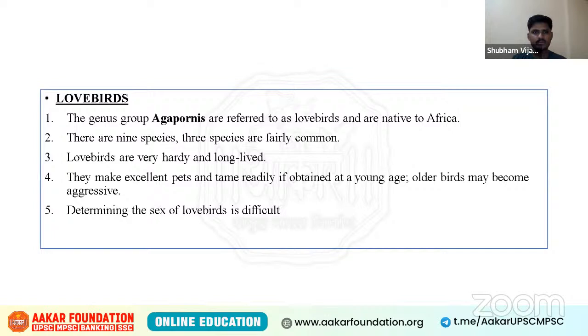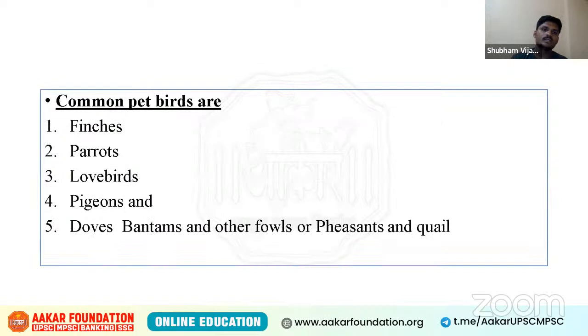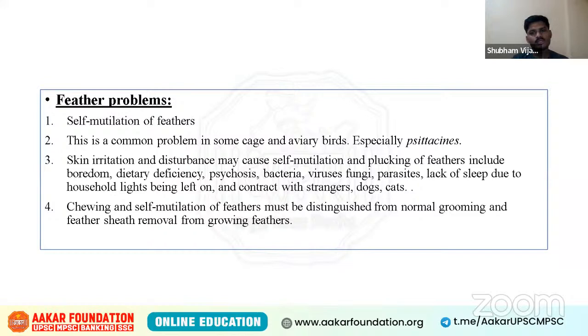Determining the sex of lovebirds is a very difficult task. The common pet birds we use are finches, parrots, lovebirds, pigeons, doves, bantams, and other fowls like pheasants and quails. Now, what problems could happen in these birds? It could be feather mutilation, self-mutilation of feathers. This is a common problem in birds kept in the same cage, and especially in cockatoo birds this problem is more common.